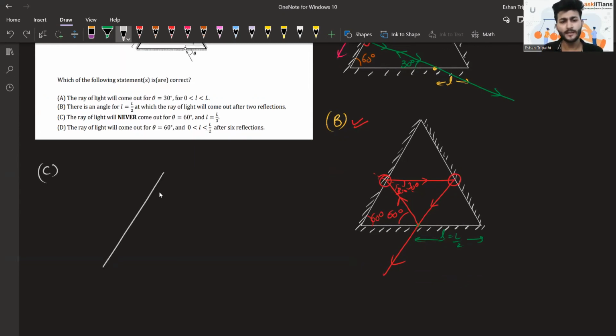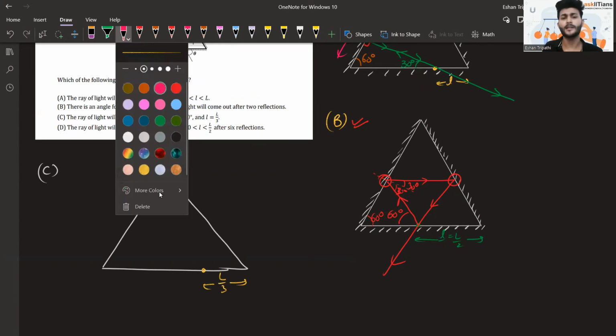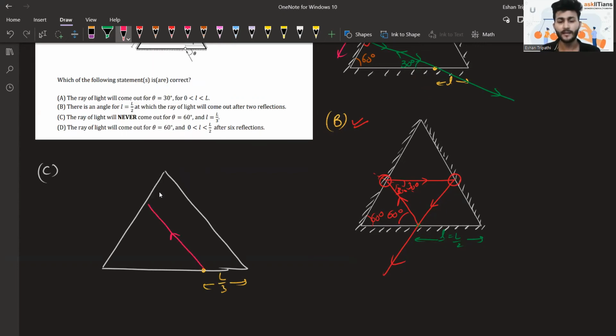So it has something to do with this theta equal to 60 degree. Again, the thing that I had assumed from symmetry earlier. They are saying if L is equal to L by 3 over here, will the ray of light never come out? Just imagine if it's going at 60 degree. As I discussed earlier also, it's going to reflect like this. It'll reflect as to become perpendicular. Then what would happen? Again, from symmetry, it is going to reflect like this, running parallel to the surface.